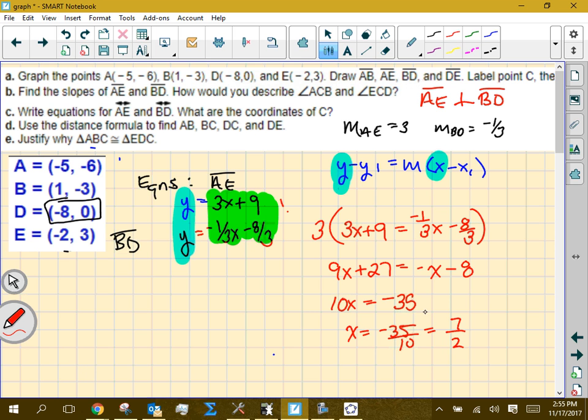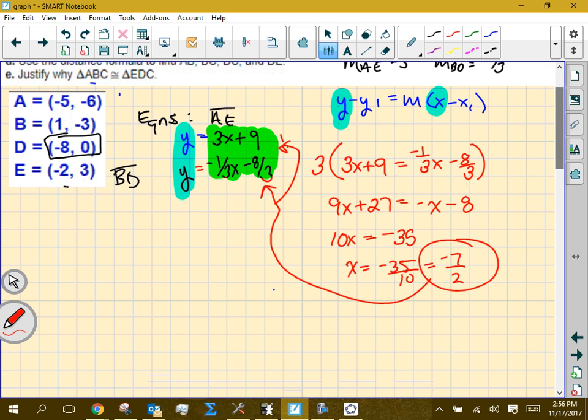Okay? So right now I have the x value of where those two lines cross. We need the y value. Well, once you know x, can you plug it into one of these equations to find y? Does it matter which equation? No. Hopefully, you're efficient with your work and you think, it's probably easier to plug into the first one.